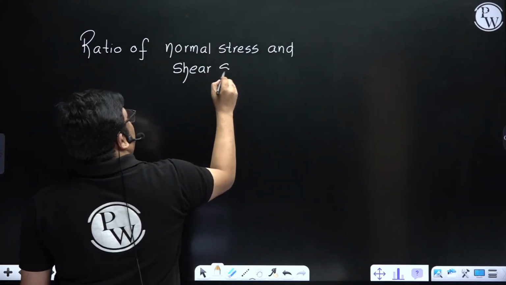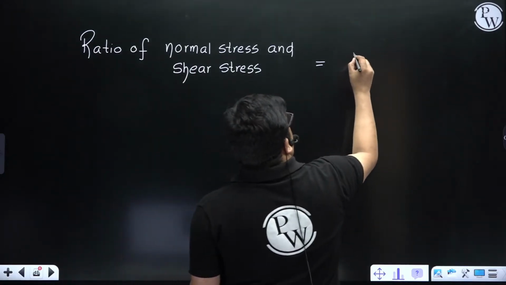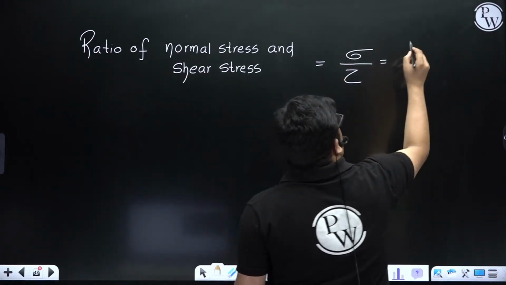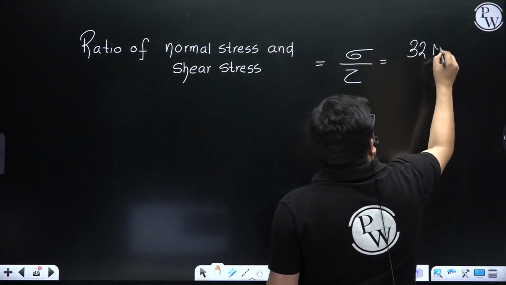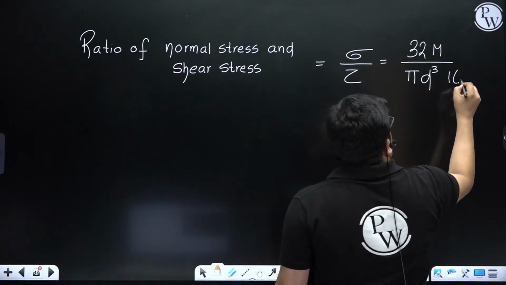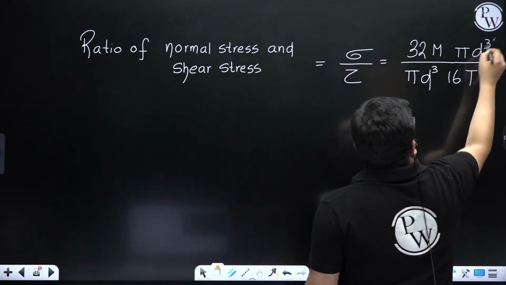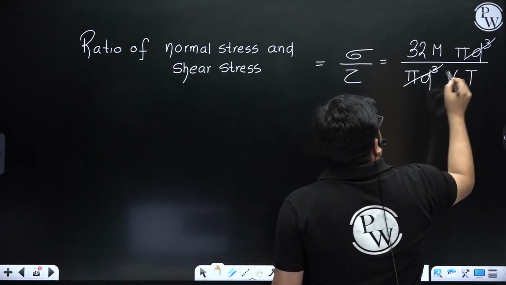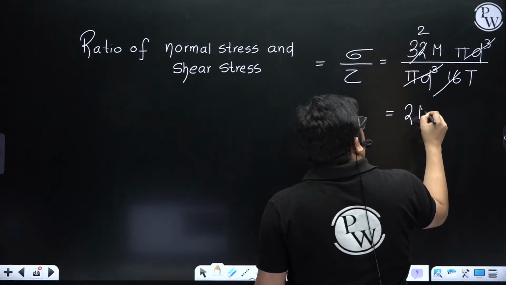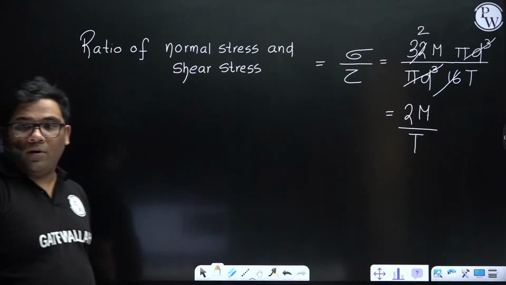Very easy, na? See, the ratio of normal stress and shear stress will be sigma by tau. So what is your sigma? We got that as 32 m by pi d cube. And what is the shear stress we got? 16 t by pi d cube, right? So pi d cube gets cancelled, and this is 2. So I get 2m upon t.